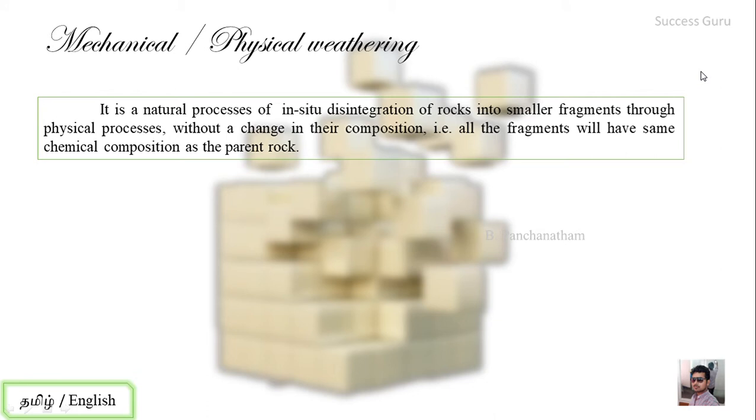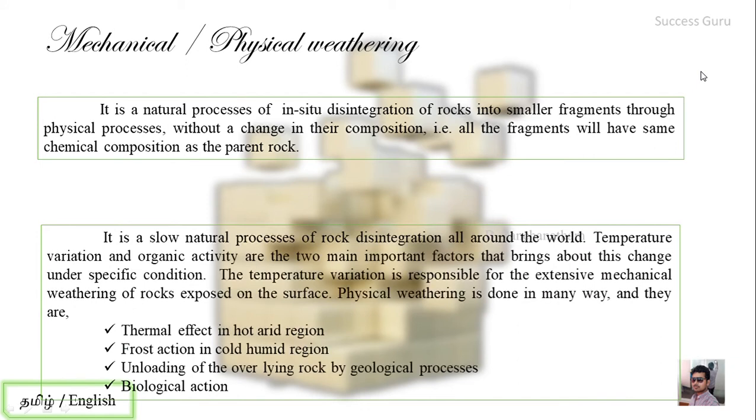It is the natural process, in situ in nature, in which rock disintegrates into smaller fragments through a physical process, that is, without a change in composition. All the fragments have the same chemical composition as the parent rock, as explained earlier. Broken rock fragments without any alteration in chemical composition is termed mechanical or physical weathering, and it is a slow natural process of rock disintegration all around the world.